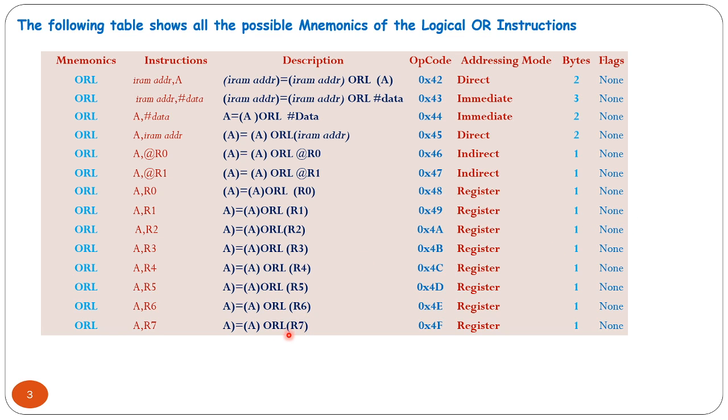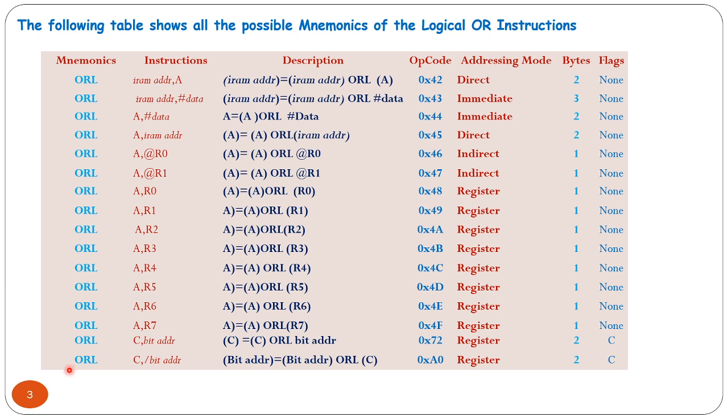Similarly for the others. At the last, ORL A, R7: the content of general purpose register R7 is logically ORed with the content of the accumulator and the result is stored in the accumulator register, having the operation code 4FH, register addressing instruction, and this instruction is 1 byte, flags are not affected.